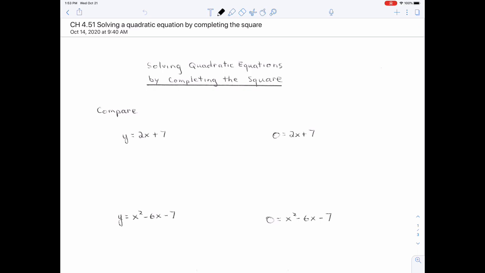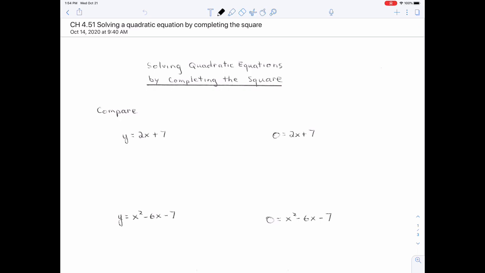What we're going to do today is solve quadratic equations by completing the square. And you say to me, Mr. Lieblang, haven't you already completed the square? And I say to you, yes, we have, but not to solve an equation. You go back and look at when we completed the square. What did we do? We changed the form. We changed standard form of a quadratic equation into vertex form of a quadratic equation.